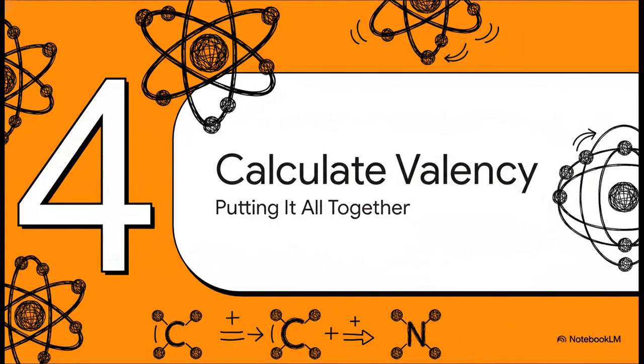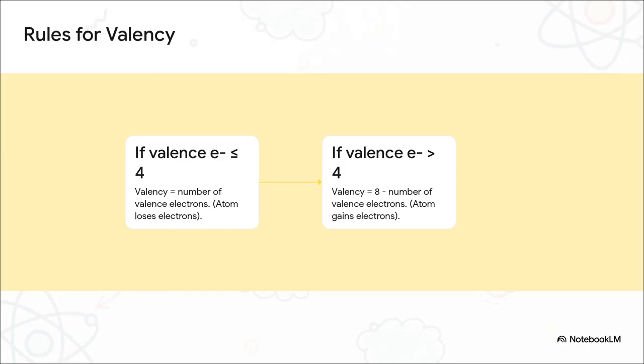Okay, now we get to the really practical part, the part that I know is very important for your exams. How to actually calculate the valency of an element just by knowing its electronic configuration. Luckily, there are 2 very simple rules to follow. Rule number 1, if the number of valence electrons is 1, 2, 3, or 4, then the valency is simply equal to that number. Why? Because it's much easier for the atom to just lose those few electrons.